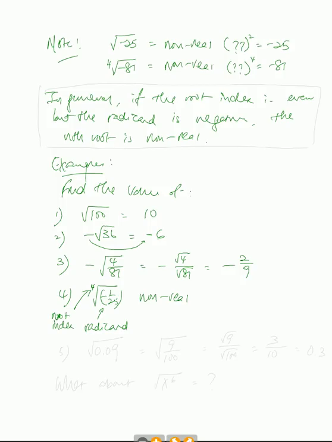So based on what we mentioned here, if the root index is even and the radicand is negative, then the nth root is not real, which is what happened here.